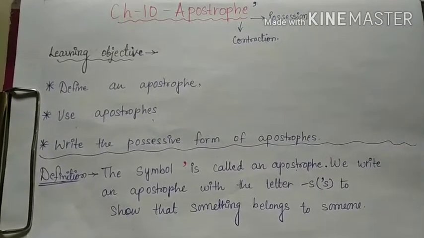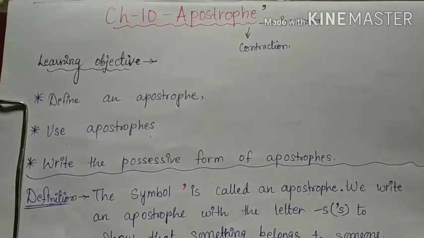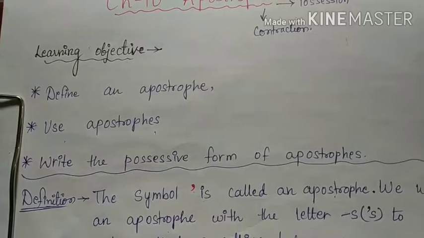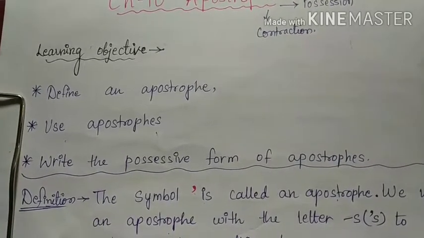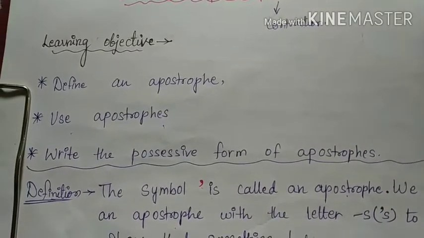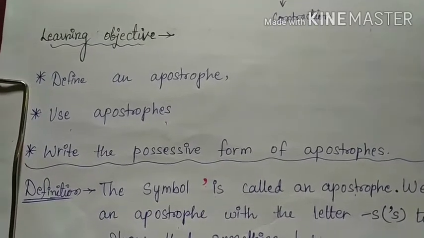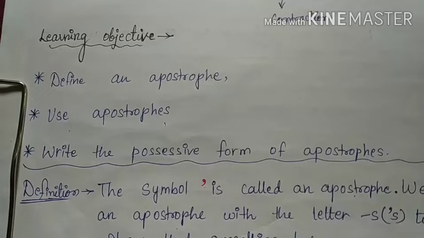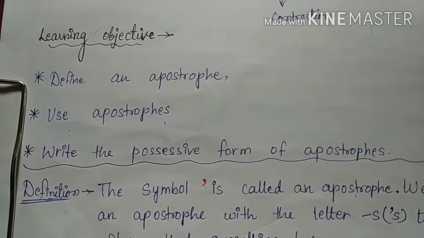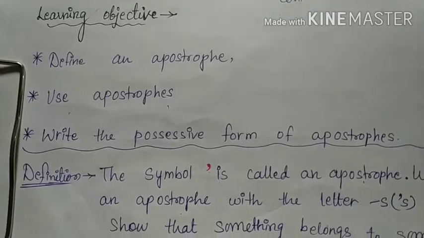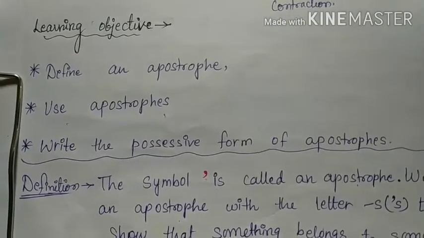Today we are going to learn chapter number 10, apostrophe. And the learning objective of this topic is, at the end of this lesson, you will be able to define an apostrophe, use apostrophes, write the possessive form of apostrophes. Alright, so let's see the meaning of apostrophe now.